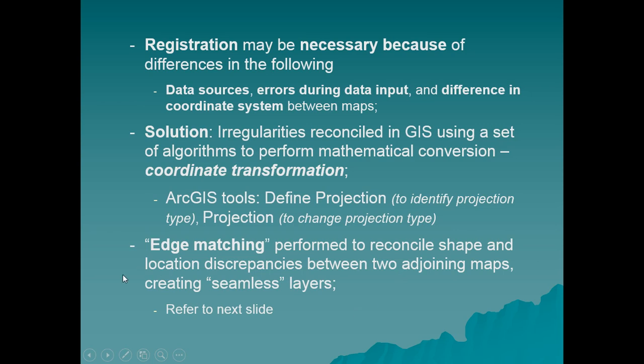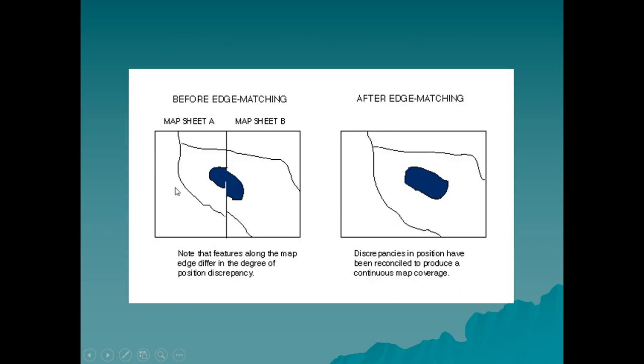Other examples of data preparation may be edge matching. This is performed to reconcile shape and location discrepancies between two adjoining maps, creating a seamless layer. Let's look at what that is. For example, you have two data maps that you need to put together. You have map sheet A and map sheet B. Notice you have some inconsistency along the boundaries here with the feature. So the process of actually, let's call it matching all of these together to make one seamless map, we call it edge matching. So that should be easy enough for you to remember, edge matching.